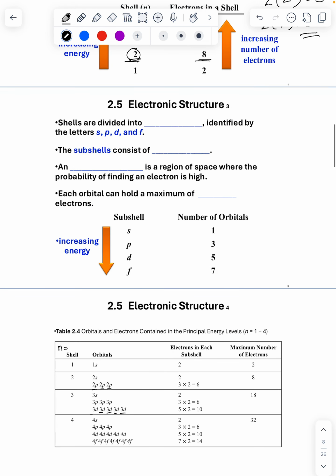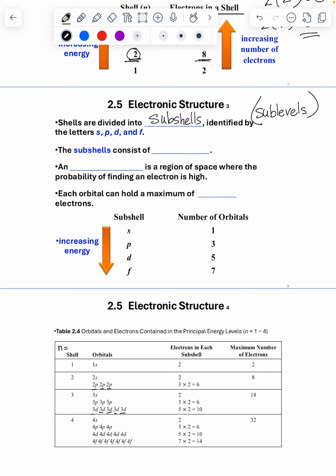All right, now moving on. We know about energy levels. Well, these energy levels, or shells, can be further divided into something called subshells, or I refer to them actually as sublevels. So you may hear me say the word sublevel.